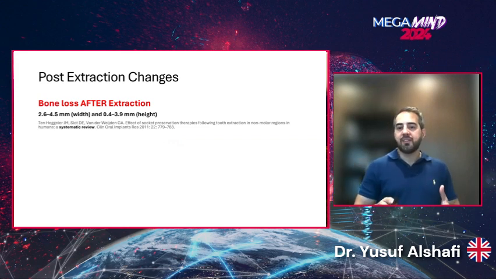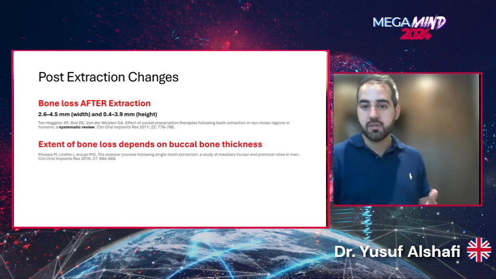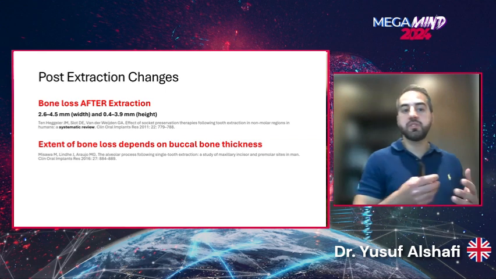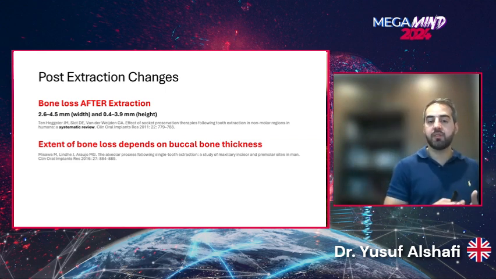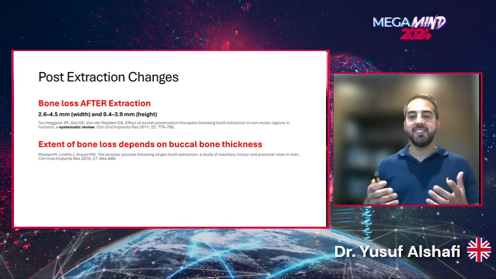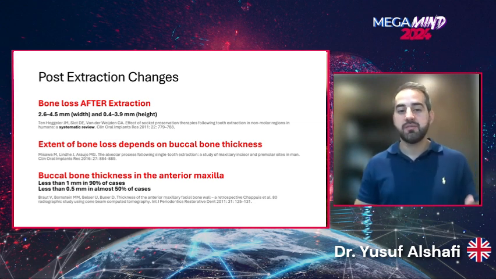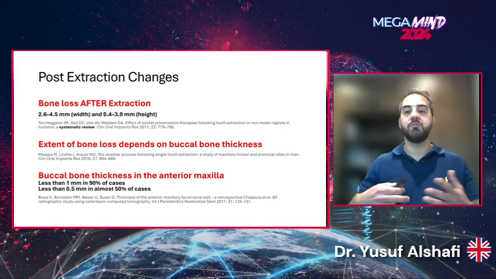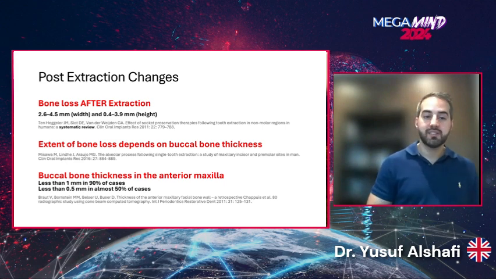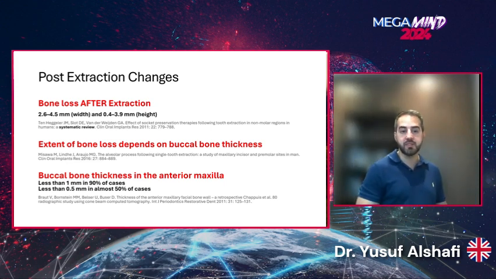We know that the thicker the bone that you have to start with, the less likely it is for the socket to resorb. So if you start with a very thin phenotype, very thin buccal bone, you'll have more resorption. And unfortunately, in the areas where it matters most, you could say in the aesthetic zone, in the anterior maxilla, this is where we have very, very thin bone, which means we're going to have more resorption. 90% of our cases are having less than 1 millimeter of buccal bone thickness, and in half of our cases, it's less than half a millimeter.